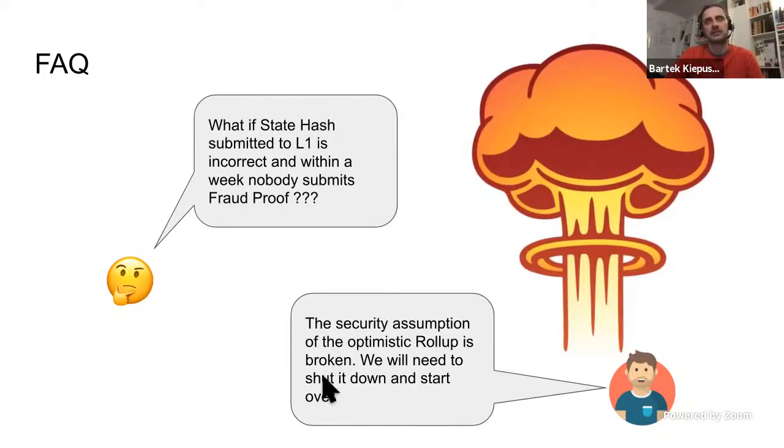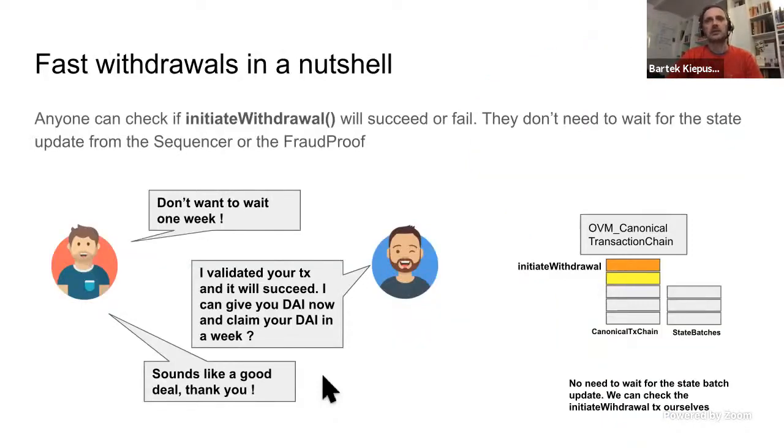To make this construction fully secure, we have to make sure that this actually never happens. So if the state is wrong, somebody has to be incentivized to actually submit the correct state, right, to submit the fraud proof. All right, so let's have a look at how we can approach the fast withdrawals, from very simple schemes to schemes that are somewhat more complicated.